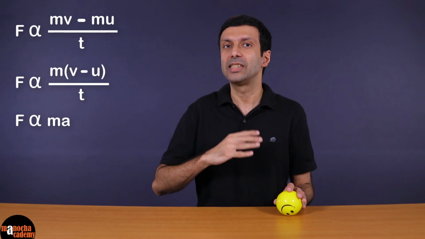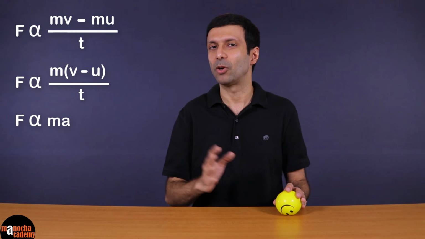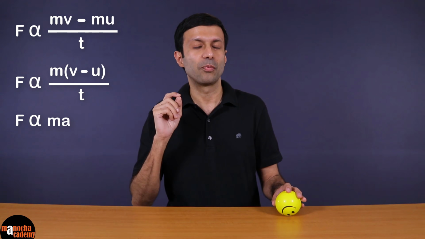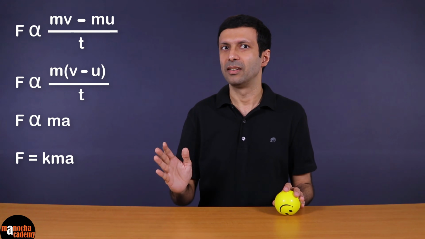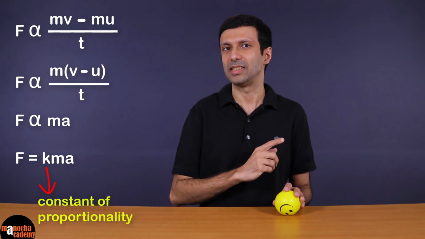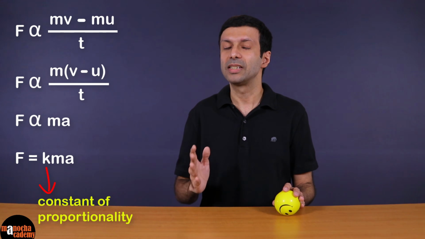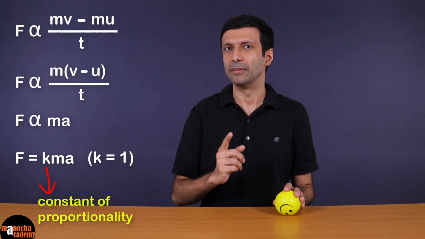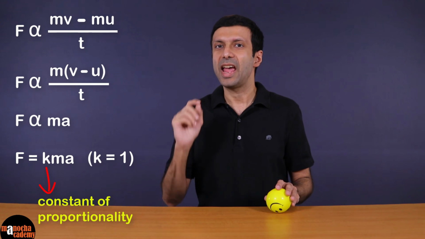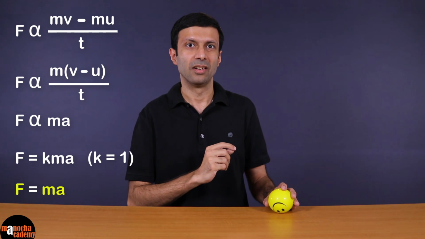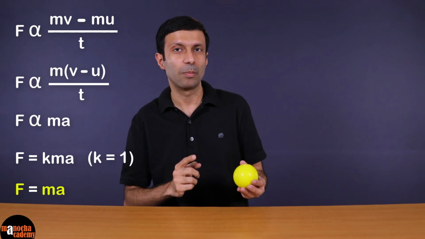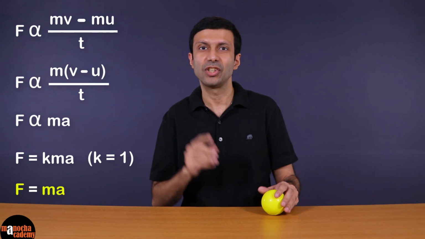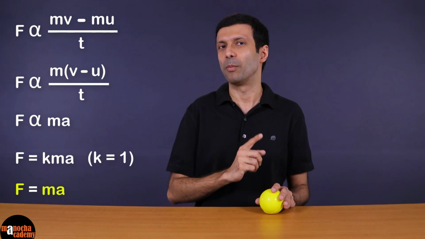Now if we want to change this directly proportional relation into an equation, we need to use a constant of proportionality. So we have F equal to k into ma. K is the constant of proportionality here. And based on the units, the scientists set it to be 1. So the equation becomes F equal to ma. The force applied on a body is the mass of the body into the acceleration of the body. And that's our formula for force.